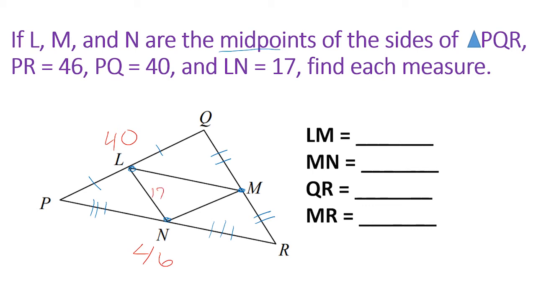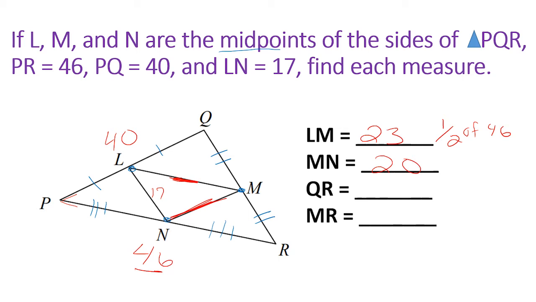So if we look at LM, which is here, it should be half of side PR according to the mid-segment theorem. So LM would be 23 because 23 is half of 46. All right, that parallel side, that third side there. If we look at MN, which is right here, that parallel side would be 40. So it would be half of 40. So MN would be 20.